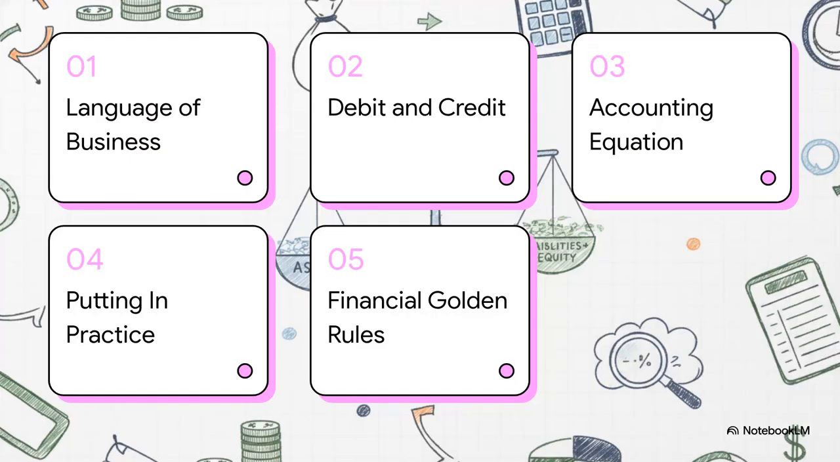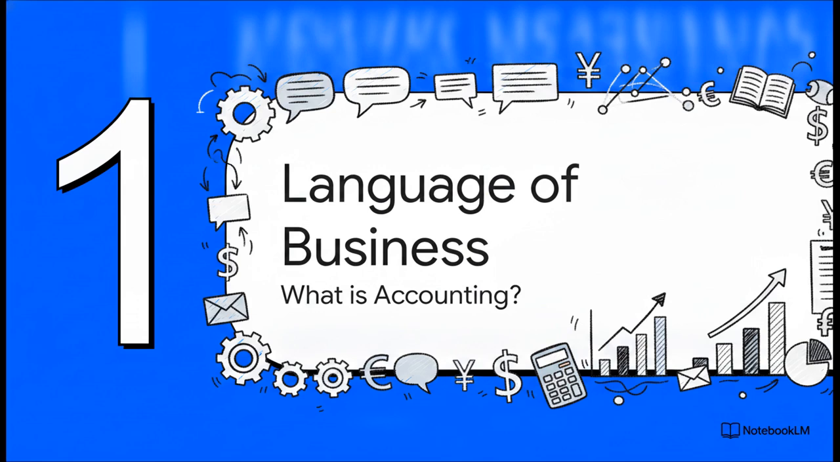thriving one. So here's our roadmap for today. We'll cover the language of business, demystifying debit and credit, the master accounting equation, putting it into practice, and finally, your financial golden rules. Okay, let's dive into this.